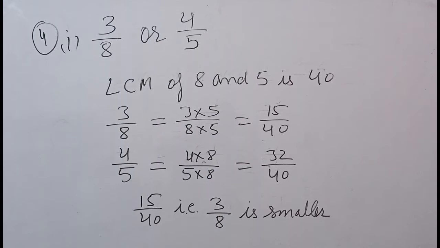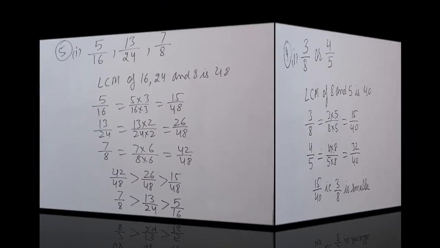Now we have to convert the second fraction with denominator 40. For converting the denominator to 40, we have to multiply 8 into 5, and the same number we will multiply in the numerator part too. So 8 into 4, that is 32, and 8 into 5, that is 40. So now both the fractions we have converted into like fractions, and we can see 15, the numerator of the first fraction, is lesser than the numerator of the second fraction, that is 32. So 15 upon 40 is the smaller fraction, that is 3 upon 8 is the smaller fraction. So in that manner you can do the other parts of the question number 4.